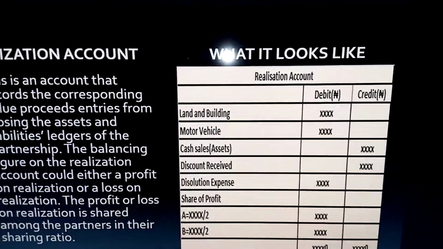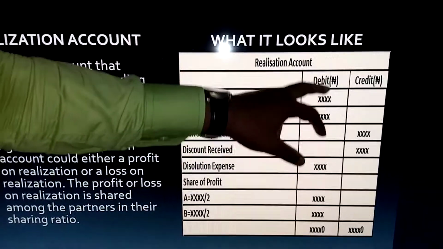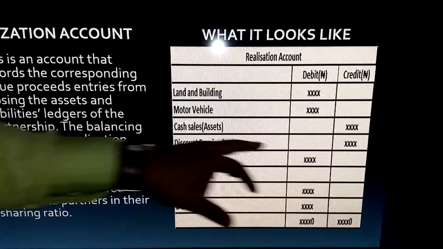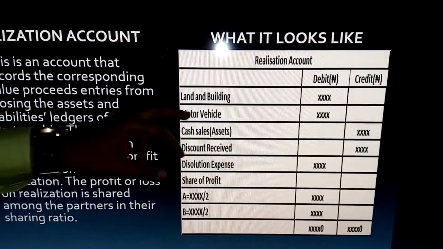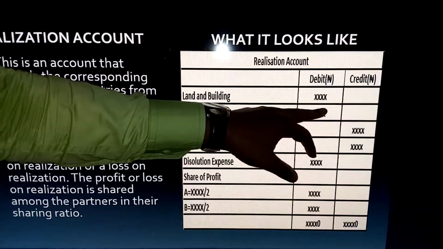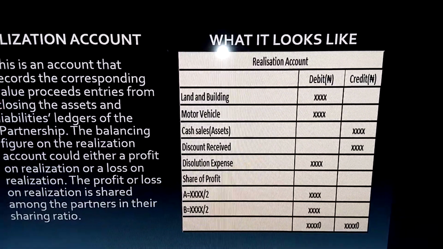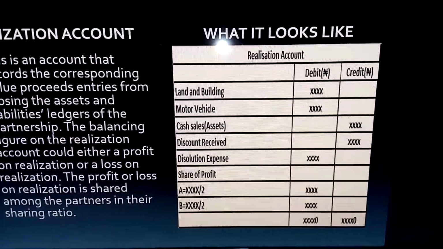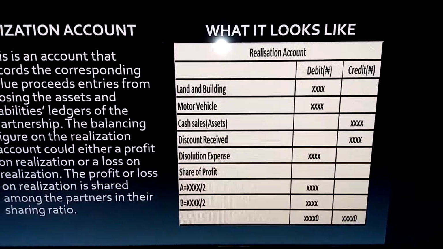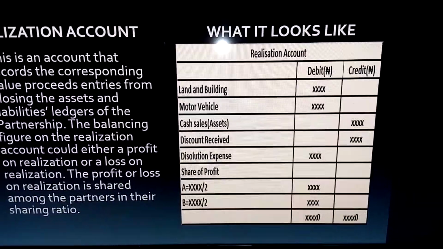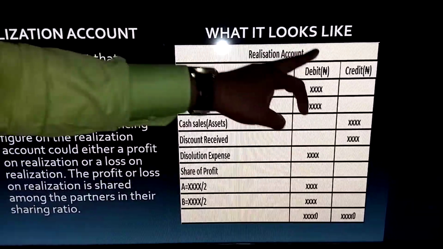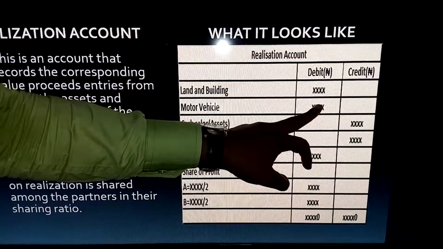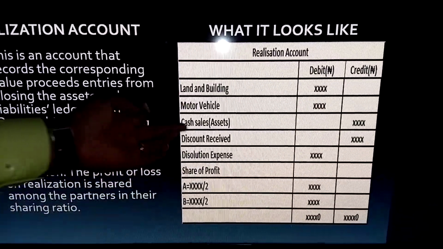So here it's what? The cost of the asset. Look at it: land and building, motor vehicle. Remember, your motor vehicle is an asset. It's at the debit balance. So if you're doing balance brought forward to the motor vehicle, you want to close the motor vehicle account, you credit the motor vehicle account and then debit what? Realization account.